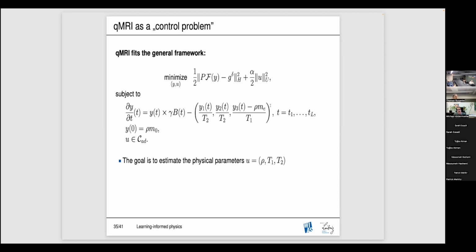Now, alpha of U is the regularization term, subject to the original ODE, which is then solved voxel-wise with initial conditions and physically relevant constraints. And again, U now contains the proton density and the relaxation times T1 and T2. So given measurements G delta, the task is to identify the quantitative parameters U, which are unique for every tissue type.